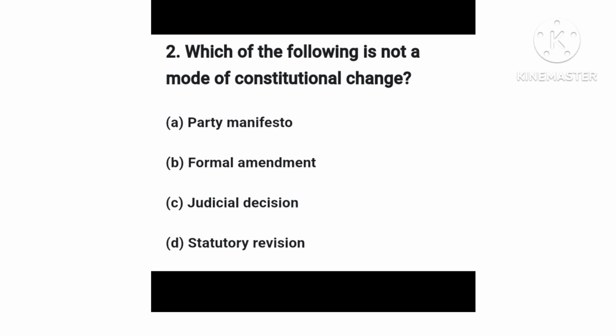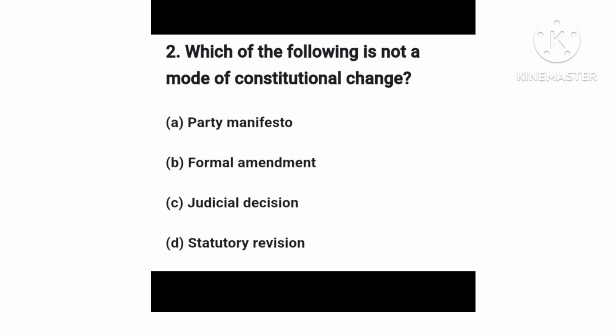Option C, judicial decision. Judicial decision refers to a ruling or judgment made by a court of law. That decision taken or that judgment made by a court of law is what we refer to as a judicial decision. It is a formal decision on a legal matter, resolving a dispute or interpreting the law.